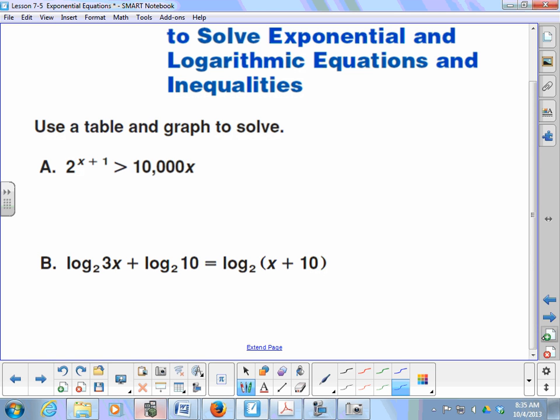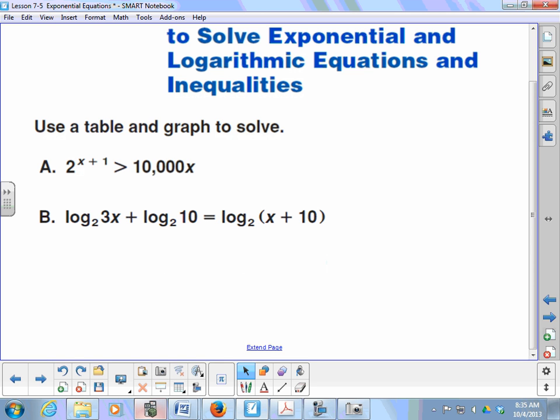And this is basically the same problems. Okay? It says use a table or graph to solve these. You don't have to. Okay? You can do it whichever way allows you to find the answer the easiest. Let's skip letter A for a second, look at letter B.